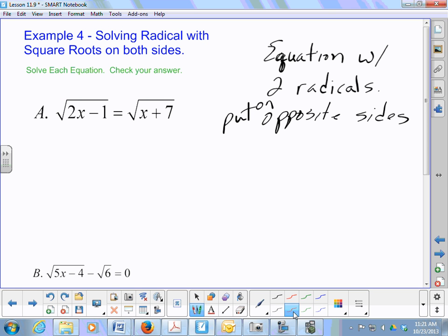Now, if they're on opposite sides, we're good to go. Because to get rid of a radical, we just square both sides. The nice thing about squaring both sides here is that it eliminates both radicals. We get 2x minus 1 equals x plus 7.